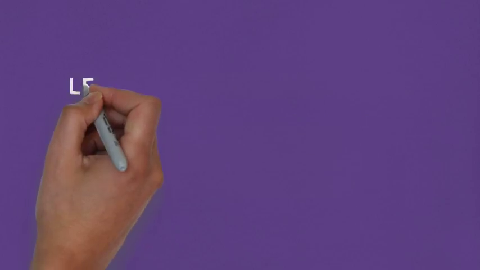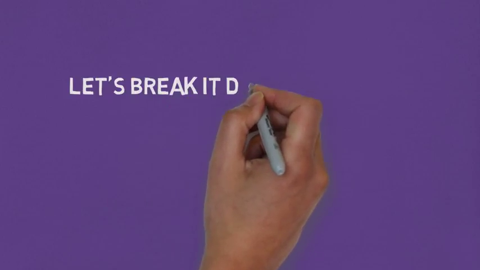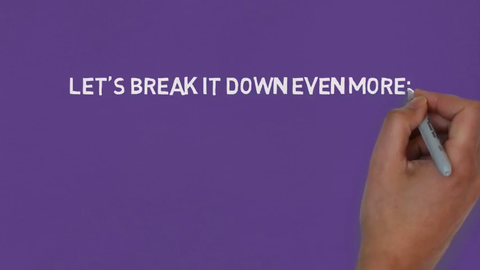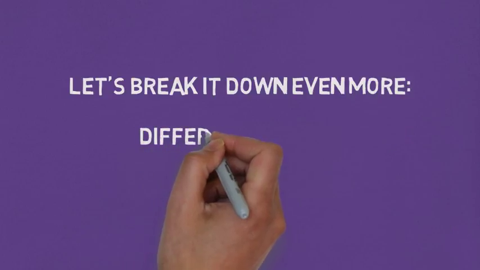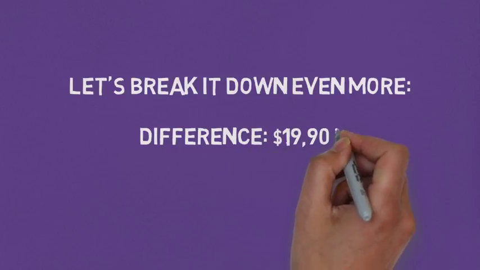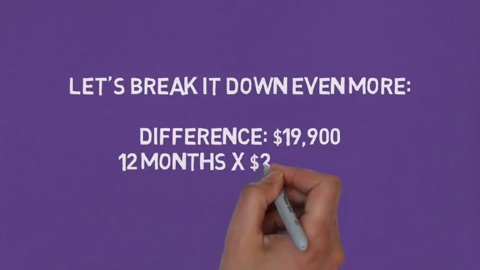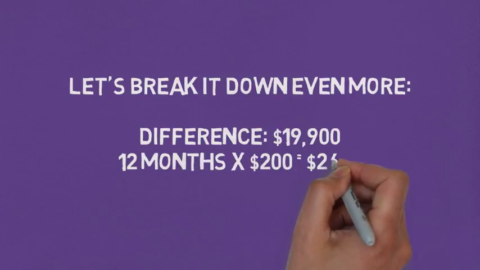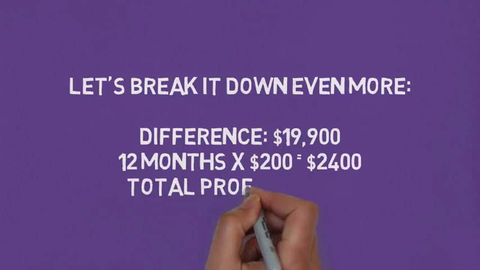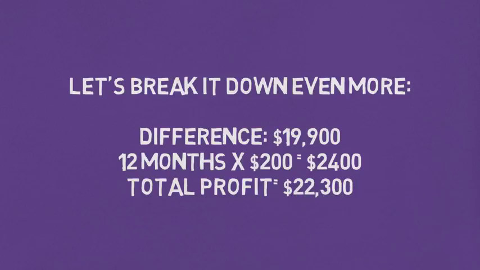So let's break it down even more. So the difference again is $19,900. Now, 12 months times $200 a month is going to give you $2,400 cash flow. So assuming that these numbers are accurate and that the buyer exercises and buys from you in 12 months, 12 months times 200 would give you $2,400 cash flow. Now, if they go 2 years, that'd be $4,800.